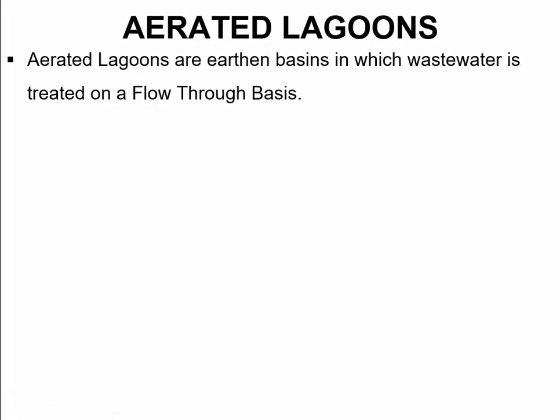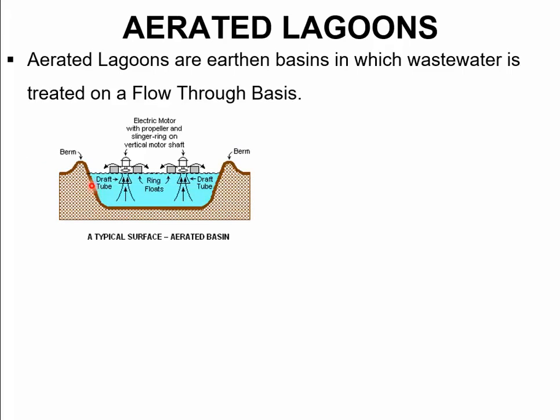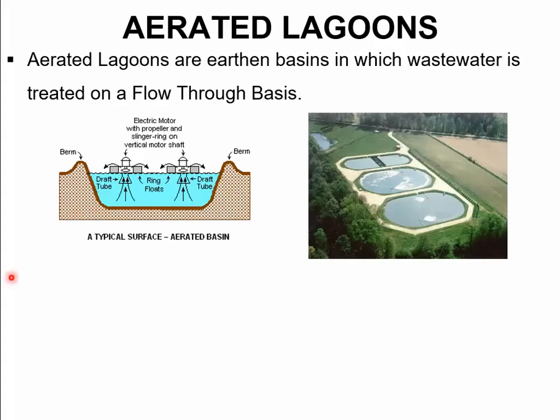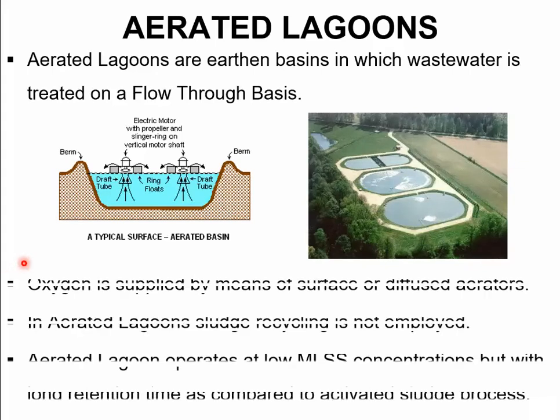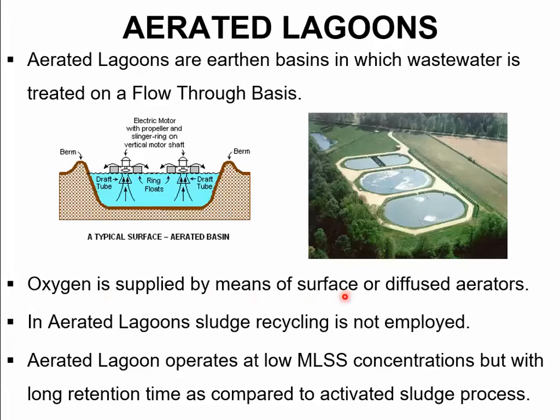So as mentioned on the previous slide, aerated lagoons are mostly earthen basins. They are constructed within the earth, in which the wastewater is treated on a flow-through basis. So here is a typical view of an aerated basin constructed within the soil, within the earth. Two mechanical surface aerators are provided to supply the oxygen and to completely mix the contents of the reactor to make it a CSTR. This is a pictorial view of an actual installation of aerated lagoons. So oxygen is supplied by means of surface or diffused aerators. Mostly surface aerators are used.